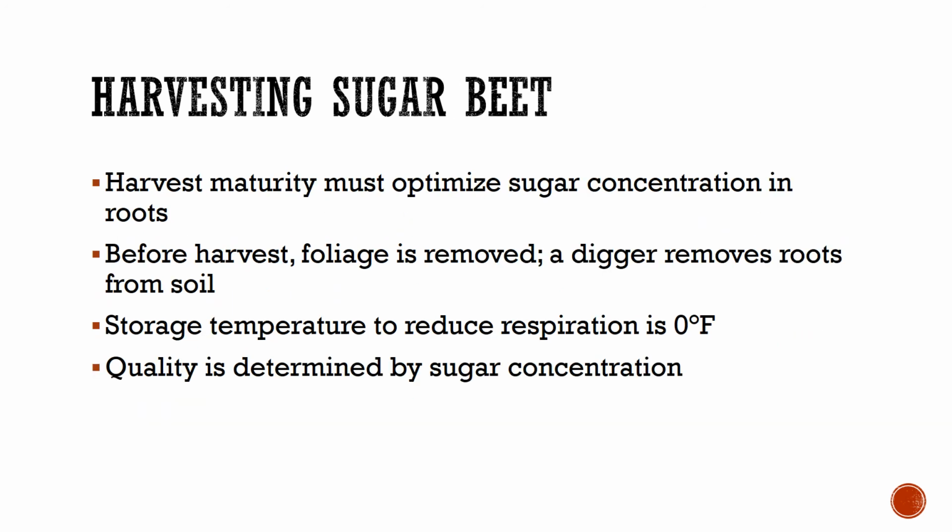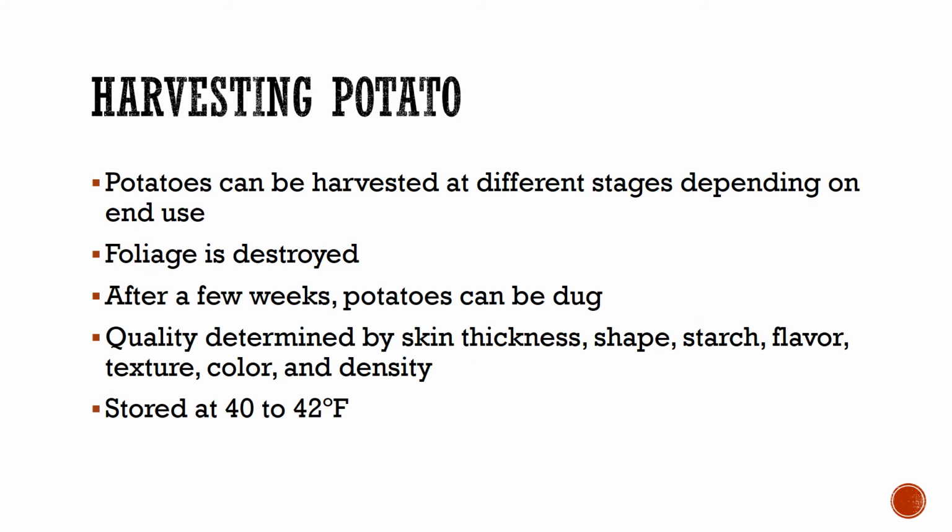All right, sugar beets. We're going to look at one of these this year. We will talk about how we harvest it a little bit more then, but it has to be at the correct sugar concentration before that harvest starts. The foliage, the top of that beet, has to be removed, and then a digger comes in and will remove it. They have to store it, and the air temperature will reduce respiration at 0 degrees Fahrenheit. The quality is determined by that concentration, and that's how we determine the price that you'll get paid for that sugar beet.